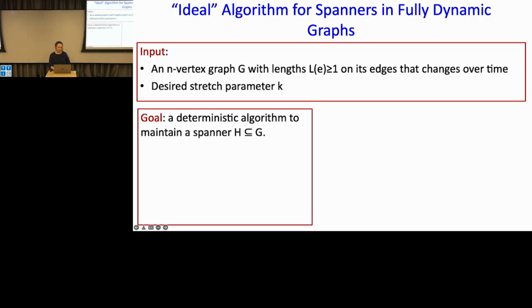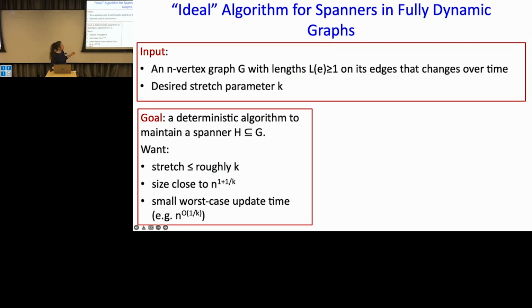So what do we want? First of all, we want a deterministic algorithm that maintains a spanner of G. We want the stretch to be roughly K, because K is our desired stretch. We want the size to be close to n to the 1 plus 1 over K, because this is the best size-stretch trade-off. And we want very good worst case update time. A good goal to strive for is n to the 1 over K. This expression often comes up in all kinds of algorithms, so it's a reasonable bound, and it's pretty small.